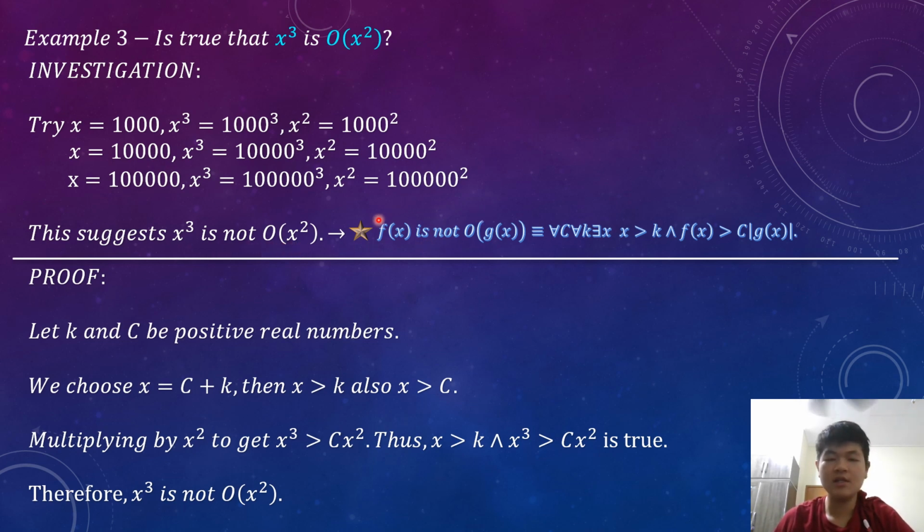We can use this equivalent to prove it. Let k and c be positive real numbers. We choose x equal to c plus k. Then x is bigger than k, and also x is bigger than c. Multiplying by x squared, we get x cubed bigger than c x squared. Thus x bigger than k and x cubed bigger than c x squared is true. Therefore, x cubed is not Big O of x squared.